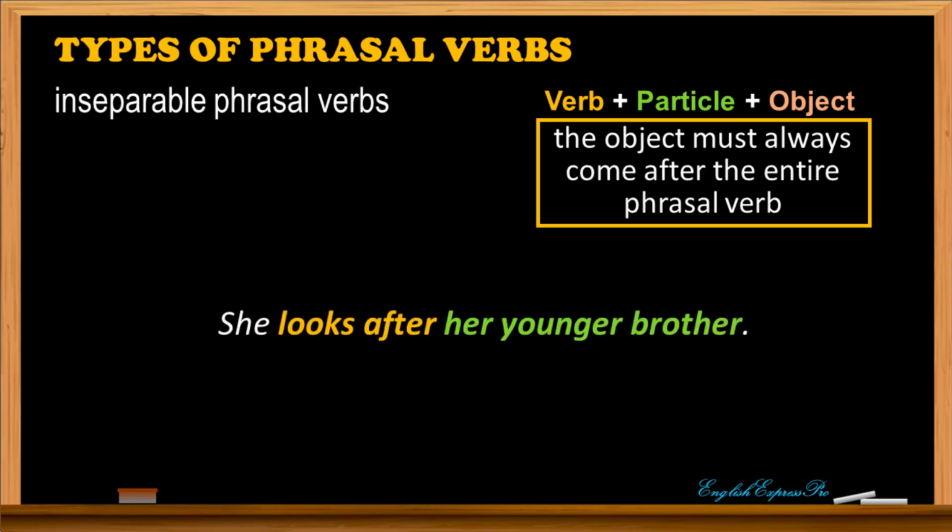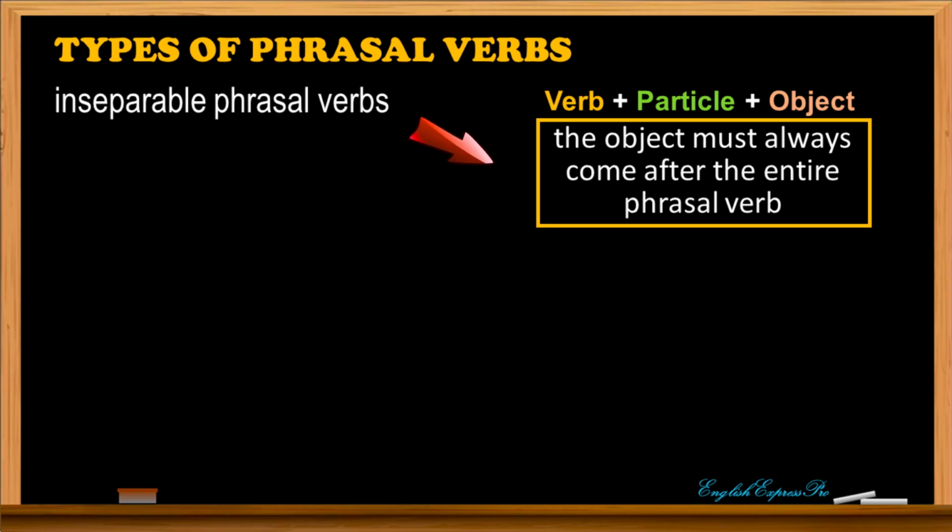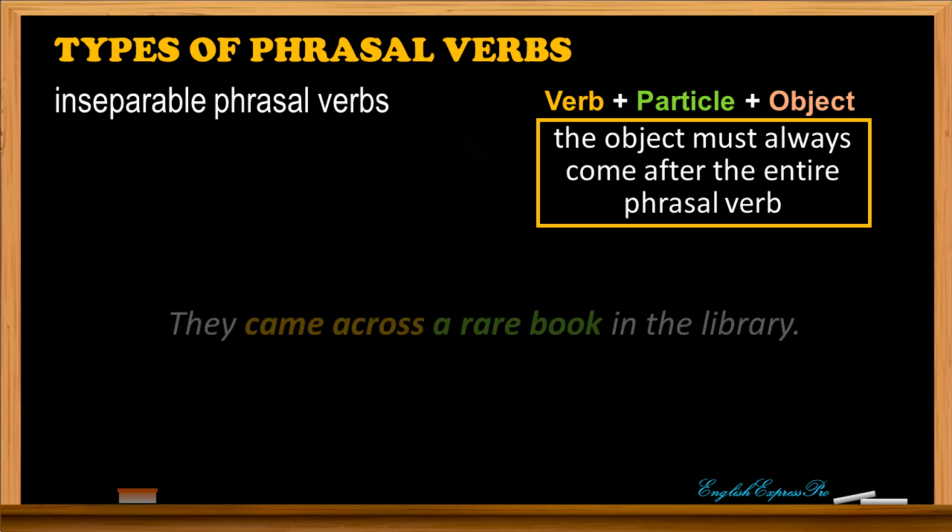She looks after her younger brother. You cannot separate looks and after. They always stay together. So, for inseparable phrasal verbs, the object always follows the complete phrasal verb. More examples. They came across a rare book in the library.